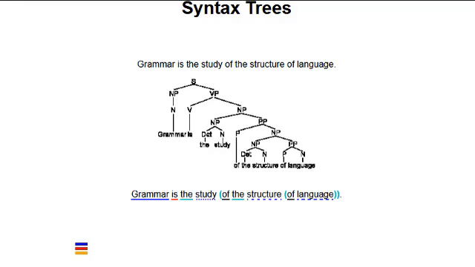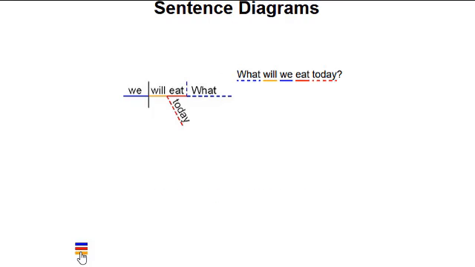Syntax trees of complex sentences quickly grow too large. Analyzing entire paragraphs is not practical with syntax trees. Another issue is the movement of grammatical units of immediate constituents. Traditional sentence diagrams also have these same limitations. Consider the question, what will we eat today?